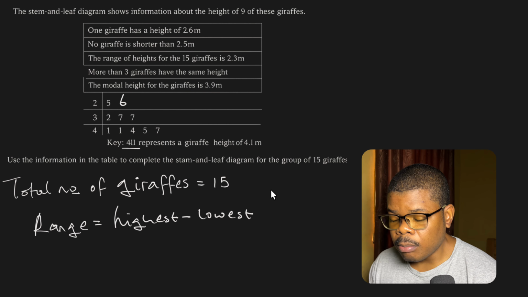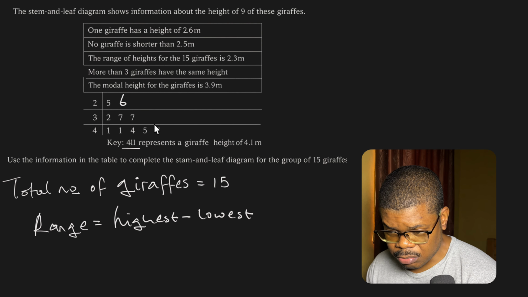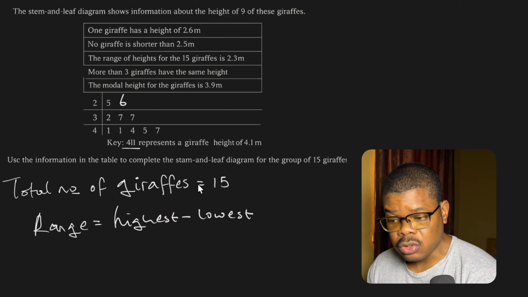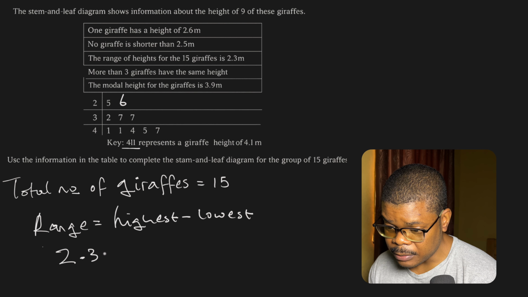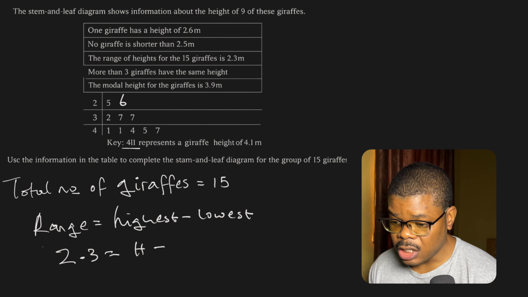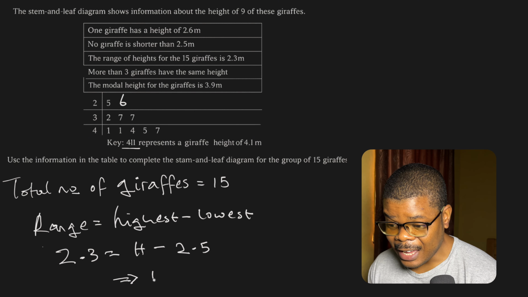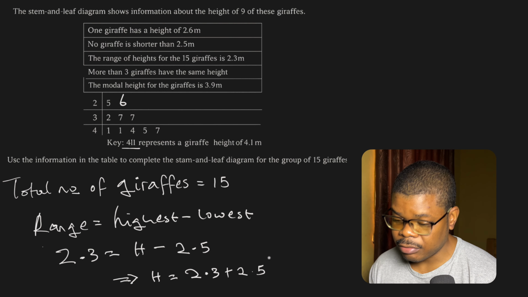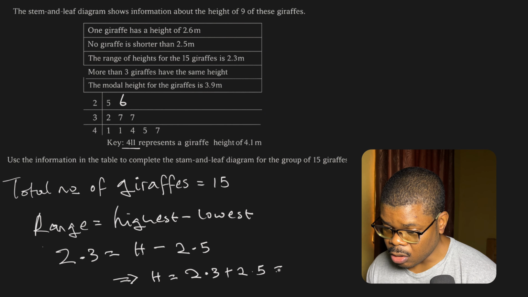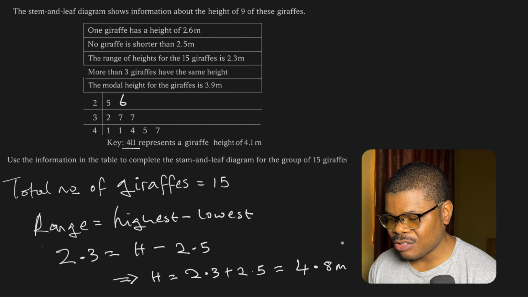That is the range. But now the problem is this: we don't know the highest height, it is missing. We are yet to find it. But we can find it, because we know that the range is 2.3. So that means that 2.3 is equal to the highest, let's call it H, minus the lowest. We know that the lowest is 2.5. So what does that mean? This implies that the highest is actually 2.3 plus 2.5 meters. And when you add this all up, what we have is 4.8 meters. So the tallest giraffe here is 4.8 meters.